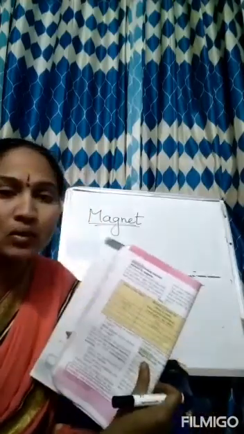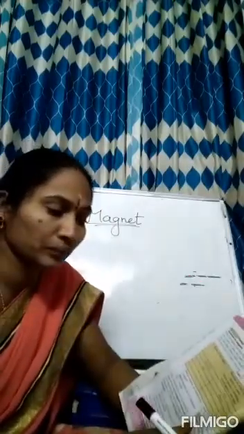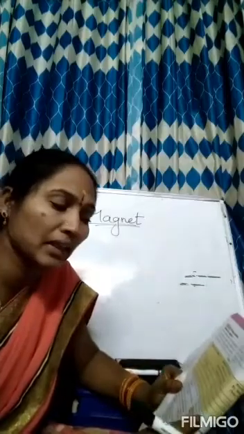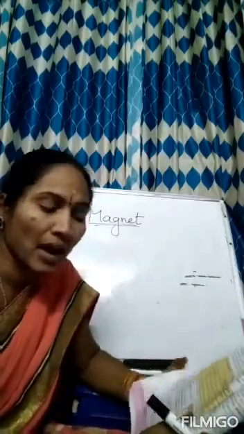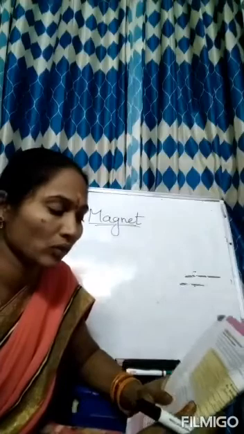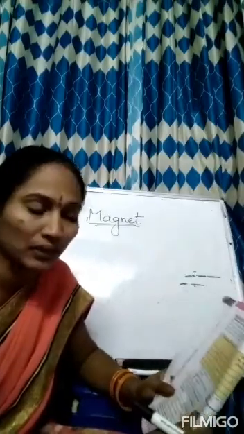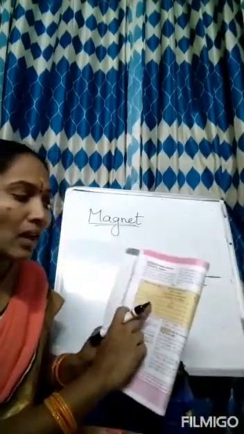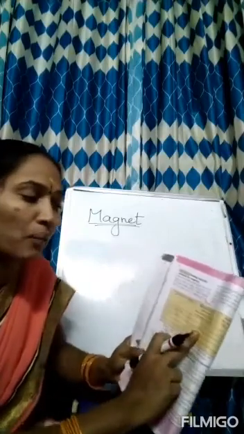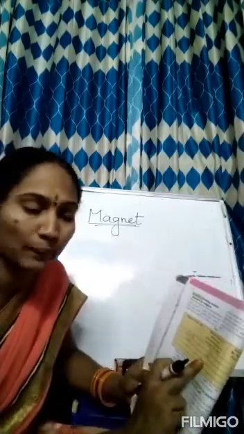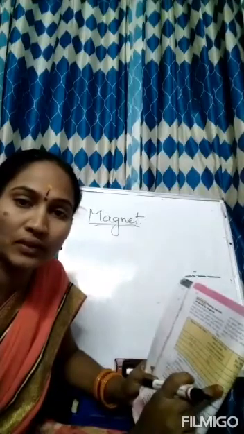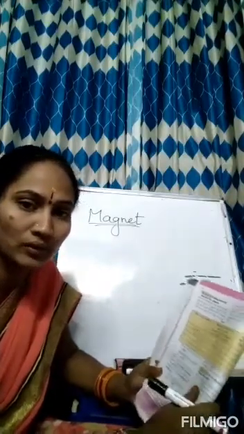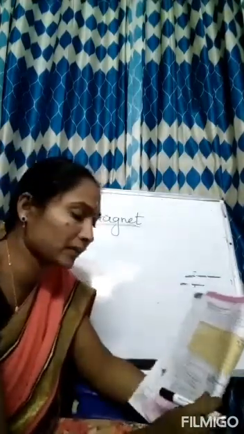And table number 1 also I told you to fill up. Name of the object, material of which the object is made, attracted by magnet or not. Suppose you have taken a paper, you have to write paper here, and whether it is made up of plastic, aluminum or wood. Then whether it is attracted by the magnet or not.